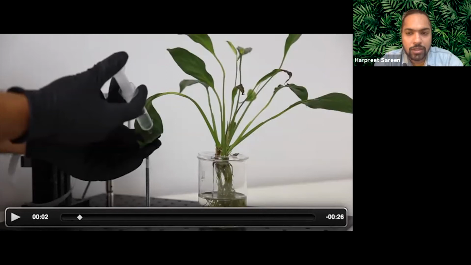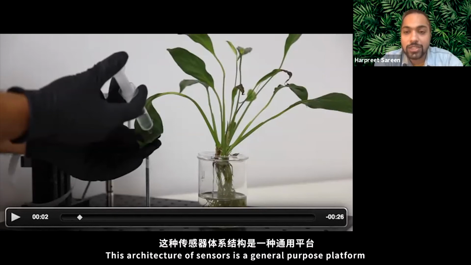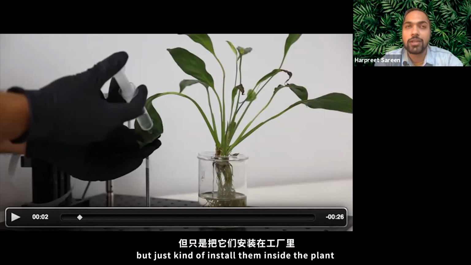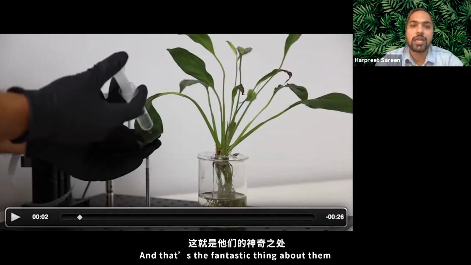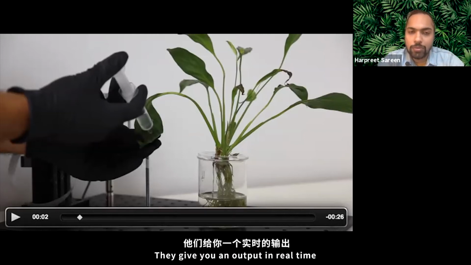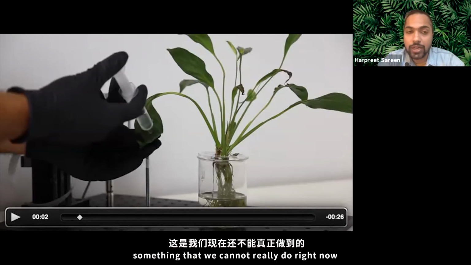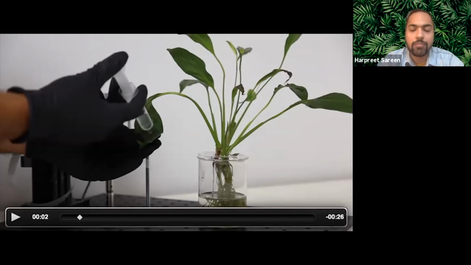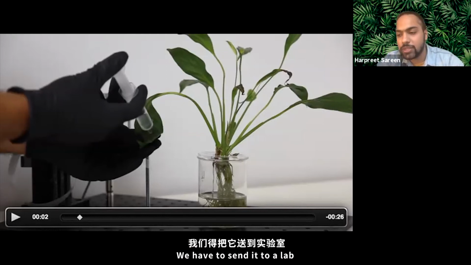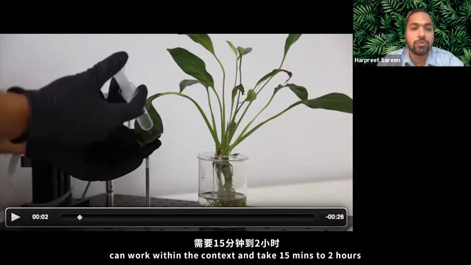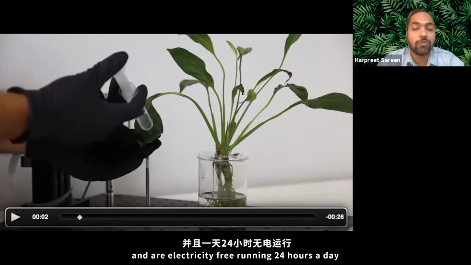So this architecture of sensors is a general purpose platform. You can build these sensors of any kind to detect pollution, but just install them inside the plant. And that's the fantastic thing about them. These are electricity free. They give you an output in real time, something that we cannot really do right now with even our artificial sensors, because we have to keep monitoring all the time, as well as when we do take a sample, we have to send it to a lab and it takes a long time. These sensors can work within the context of 15 minutes to 2 hours, electricity free, 24 hours a day.